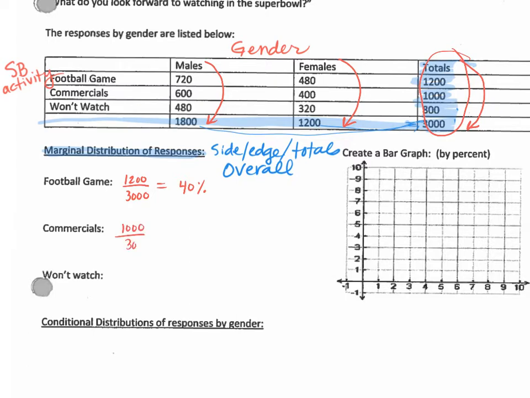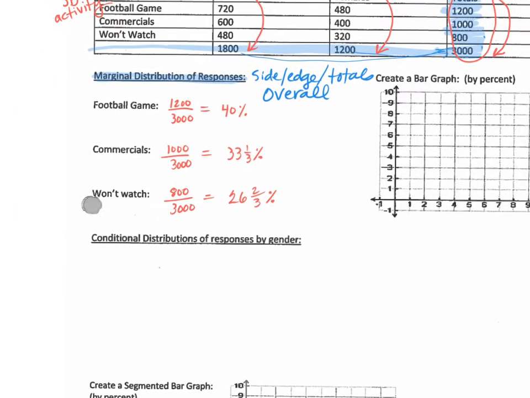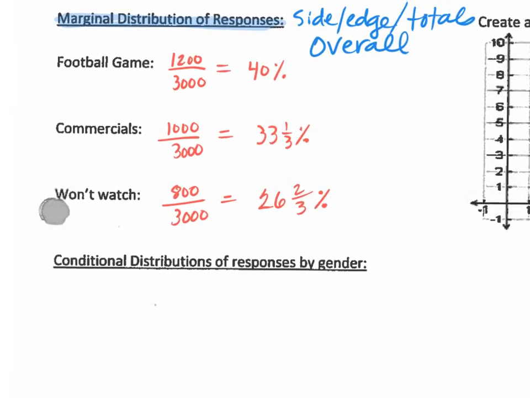What proportion watch commercials for the commercials? 1,000 over 3,000. Okay, and so that's 33.33%. And what proportion will not watch it at all? 800 out of 3,000, which is 26 and 2/3%, because that's a total of all of the people and that they did any of those 3 things. Okay, we're not going to draw the picture on that.